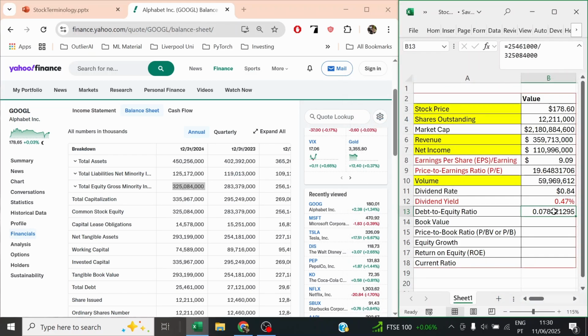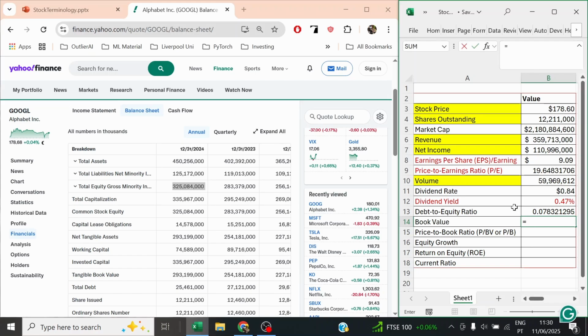Okay, and usually what you want is a company that has debt to equity ratio less than 0.5, because ideally you want to have enough assets to pay its debt. In that case it is 0.07, which is actually very good. The next term is the book value, which will be actually the equity that you own in the company.